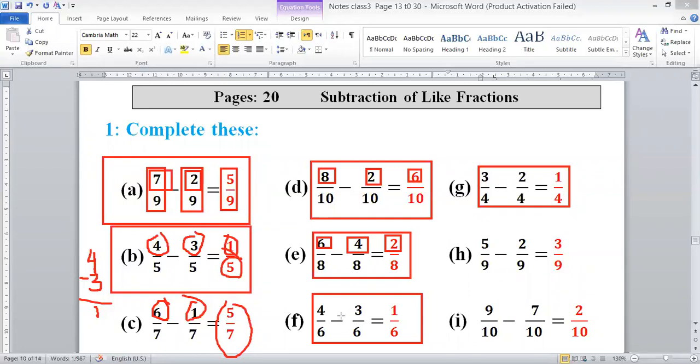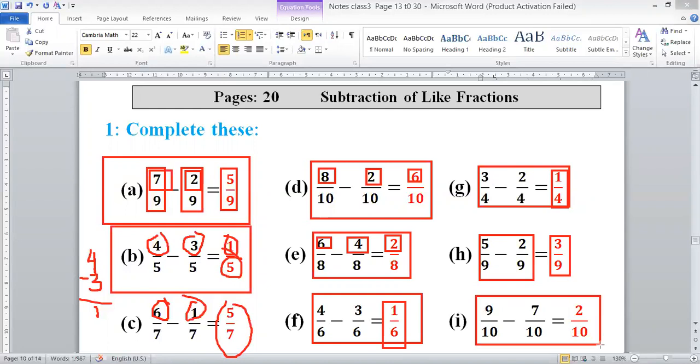4 over 6 minus 3 over 6. 4 minus 3, 1 over 6. Here 3 over 4 minus 2 over 4. 3 minus 2, 1 over 4. Here 5 over 9 minus 2 over 9. That is equal to 3 over 9. Part I. 9 over 10 minus 7 over 10, 9 minus 7, that is equal to 2, 2 over 10.